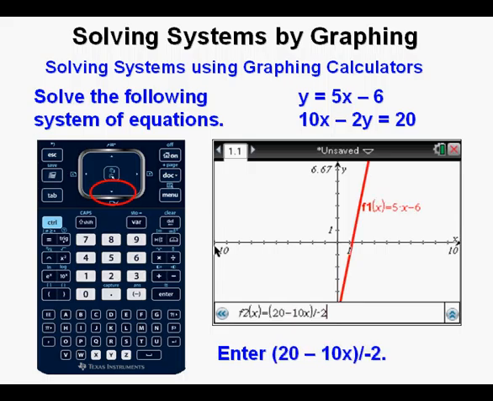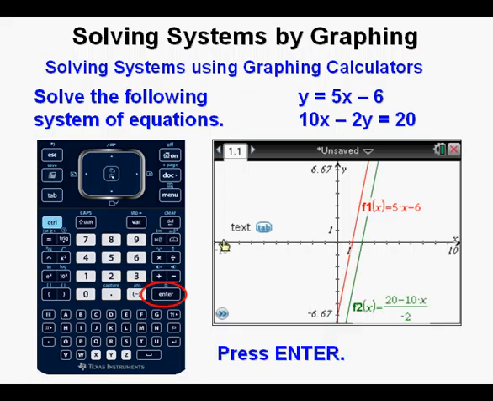We enter the second equation by scrolling down to f2 of x and entering f2 of x equals quantity 20 minus 10x divided by the coefficient of y, which is negative 2. Press Enter. As a result of graphing, we see two parallel lines, or lines that appear to be parallel. If they are parallel, there is no solution to this system of equations.